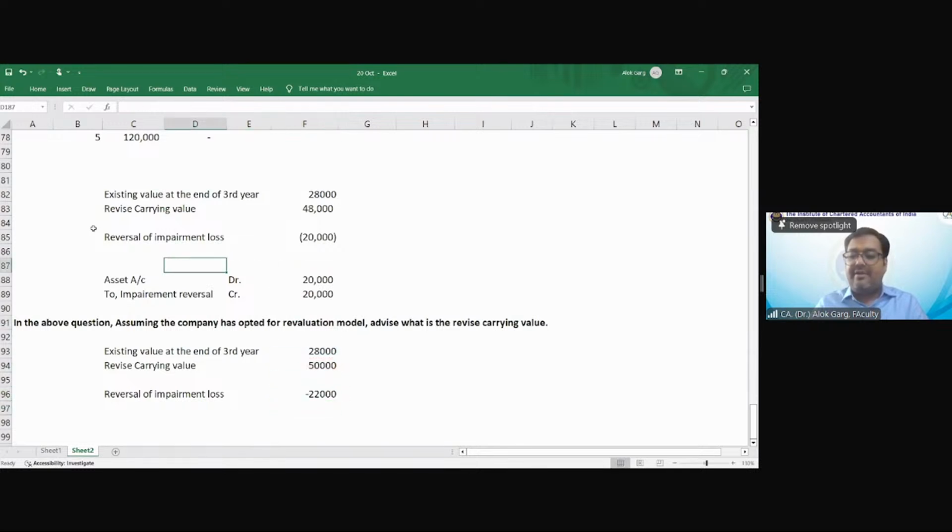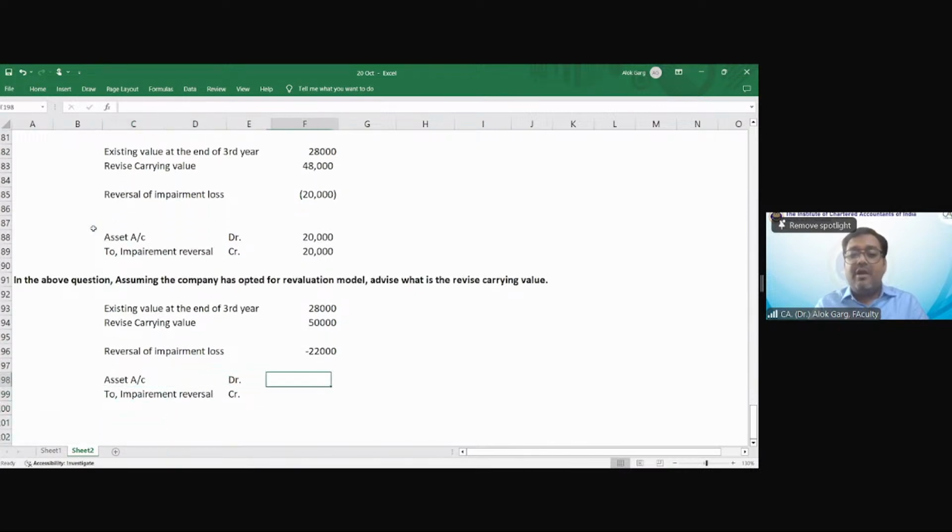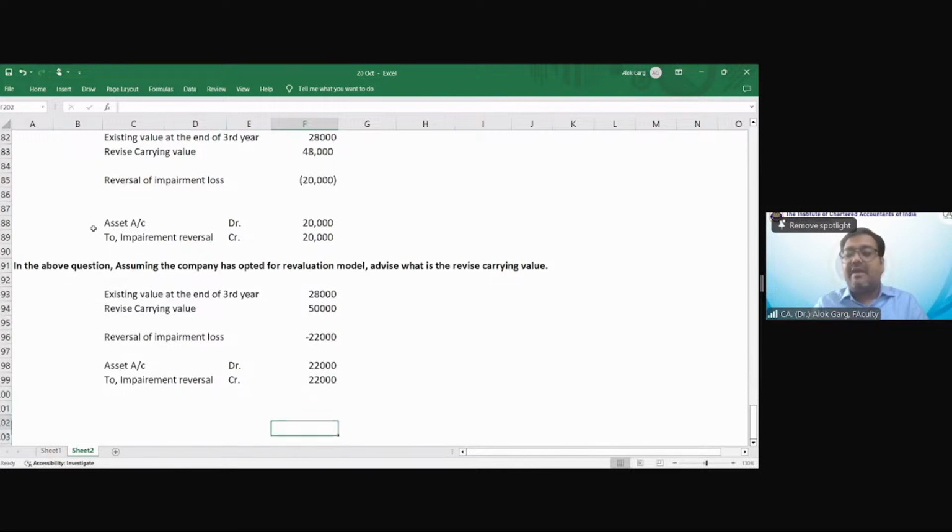इस 22,000 को कहां लेके जाएंगे? व्हाट इज द अकाउंटिंग एंट्री? Same. पूरा का पूरा सेम. It will go to the P&L, impairment reversal. क्यों? आपको याद है आपने कितना इम्पेयरमेंट बुक किया था? 30,000. आपने 30,000 का P&L में इम्पेयरमेंट बुक किया था ना. So to the extent of 30,000 तो आप P&L से सेट ऑफ करोगे ना.